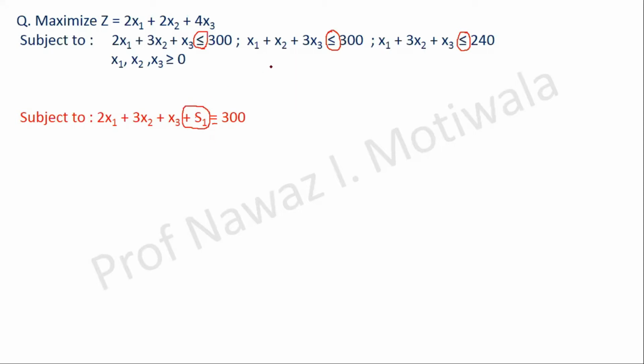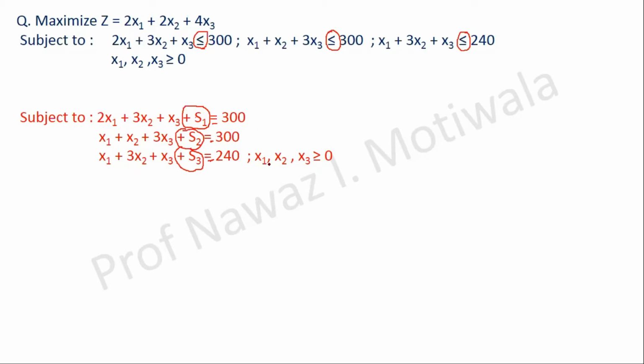Now similarly for the second equation, x1 plus x2 plus 3x3 will remain as it is. For changing this less than or equal to into equal to, I have to add one variable, so I will add s2 here. You can see plus s2, and this has converted into an equality sign. Similarly for the third equation, x1 plus 3x2 plus x3, I have added one more variable, plus s3, and this has now changed to an equal to sign, equal to 240.